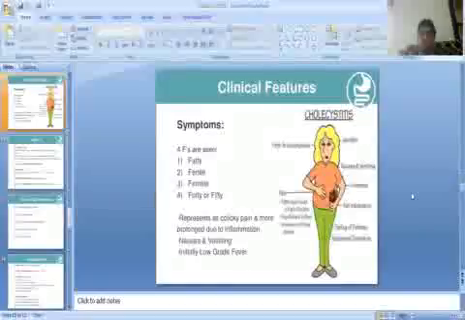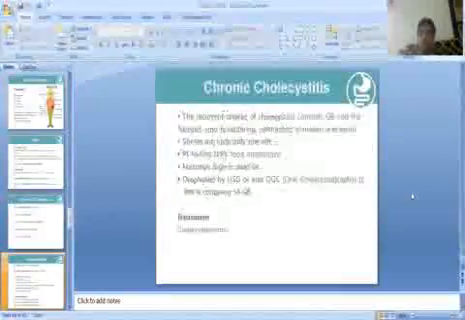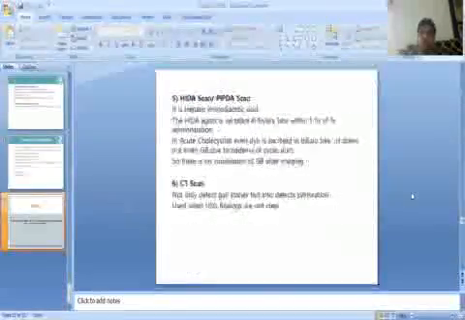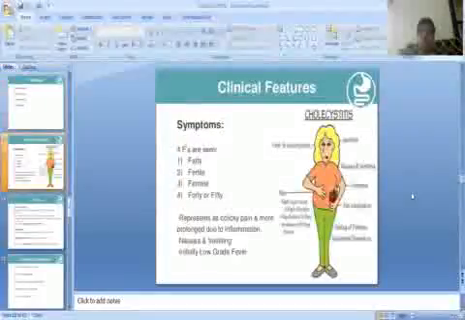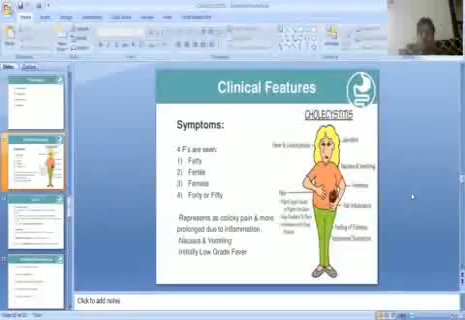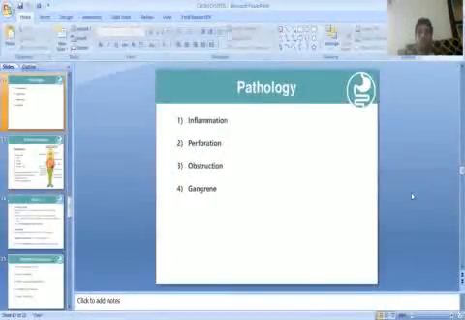Clinical features, diagnostic techniques and treatment we will discuss in the next class. Okay, students, this is all about the anatomy of the gallbladder and some part of cholecystitis.